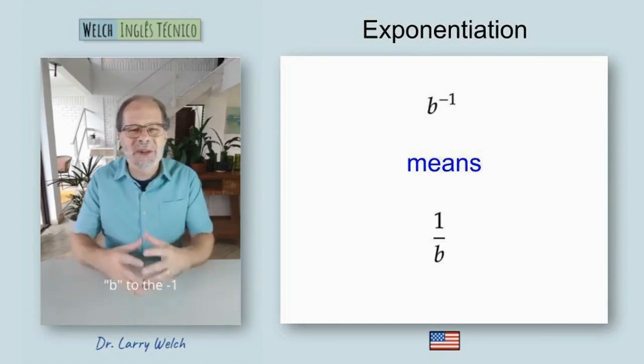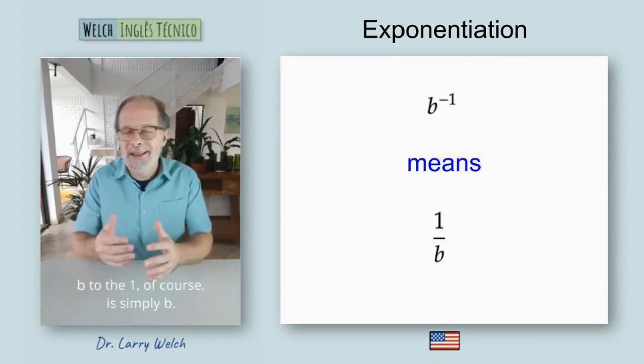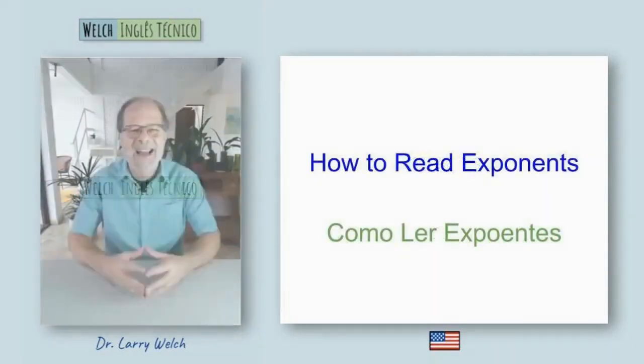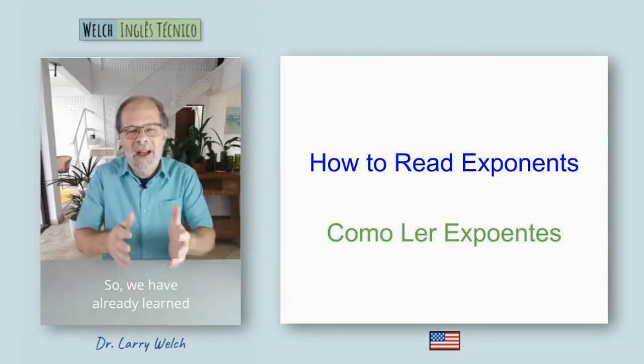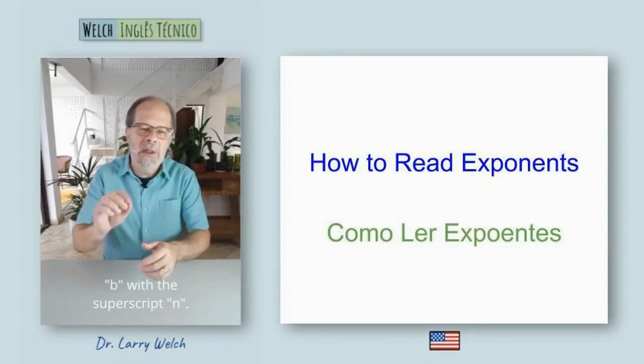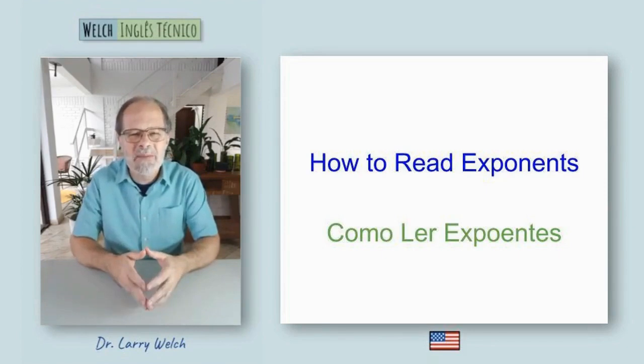B to the minus 1 means 1 over B to the 1. B to the 1, of course, is simply B. So we have already learned 2 ways of reading this notation, B with the superscript N. Let's learn a few more ways.